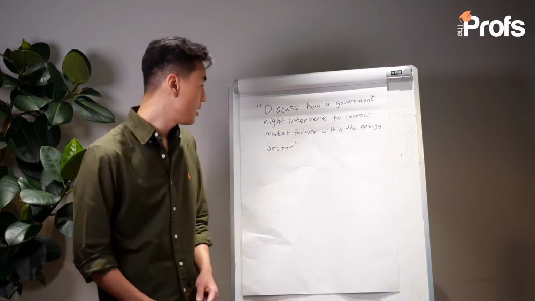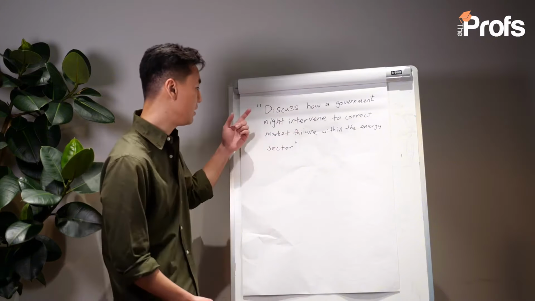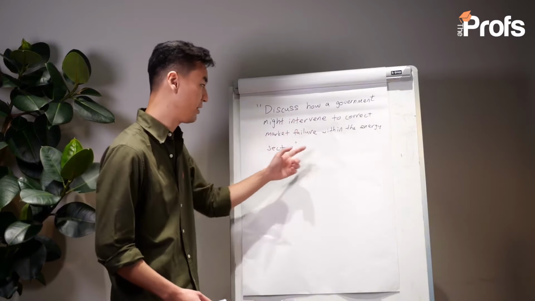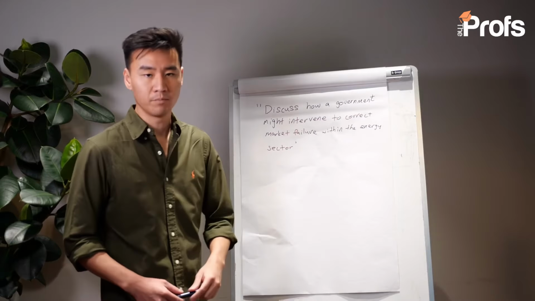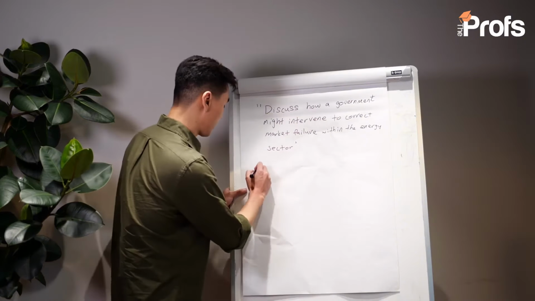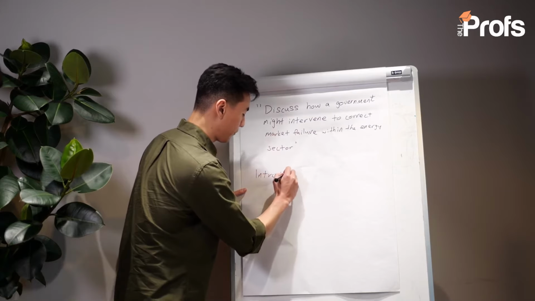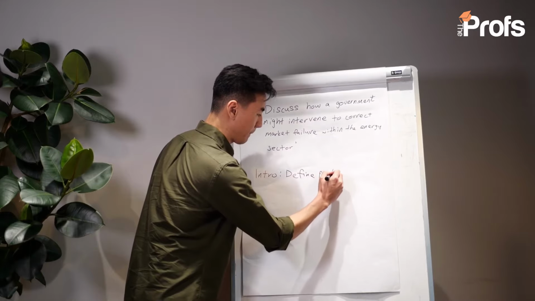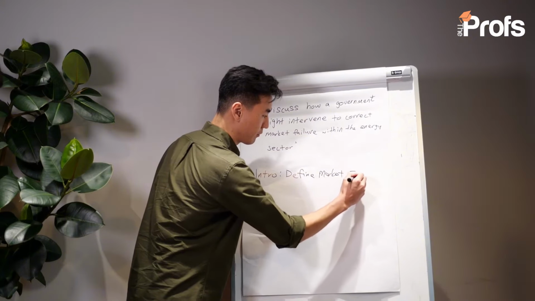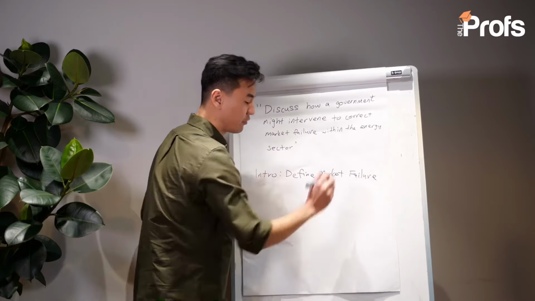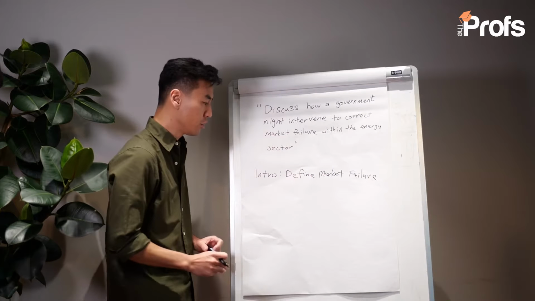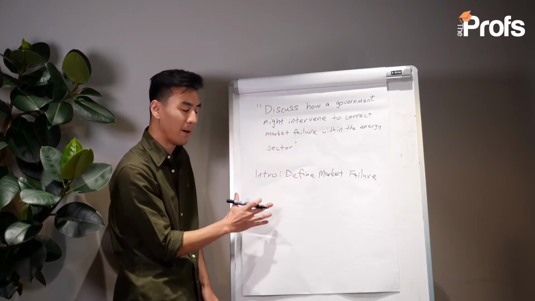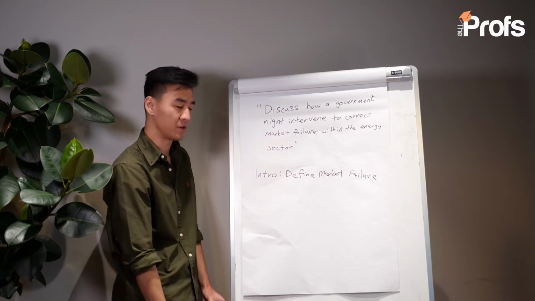In this case, what are some key economics terminology that we see? Market failure. In fact, that's probably the only one. We cannot really define anything else. Market failure is the one. So in our introduction, define market failure. Show the examiner what you know about market failure, at least on a surface level.